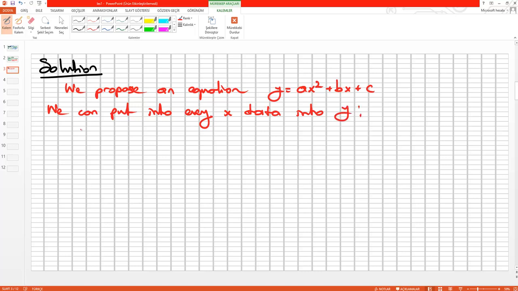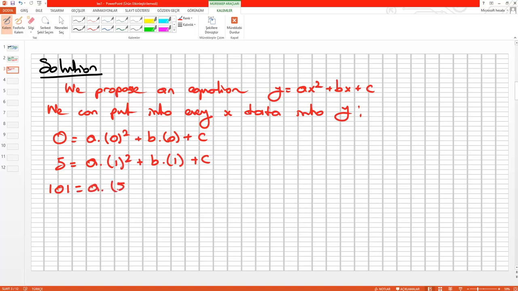For example, we have the 0 value here: A times 0 squared plus B times 0 plus C. Okay, and so for X equal to 0, Y is equal to 0. Okay, from the graph, for example, if we have 5 here but X is 1, then A plus B times 1 plus C, and for example 101 equals A times X, for example 5.2 squared plus B times 5.2 plus C. Okay, and it goes on.